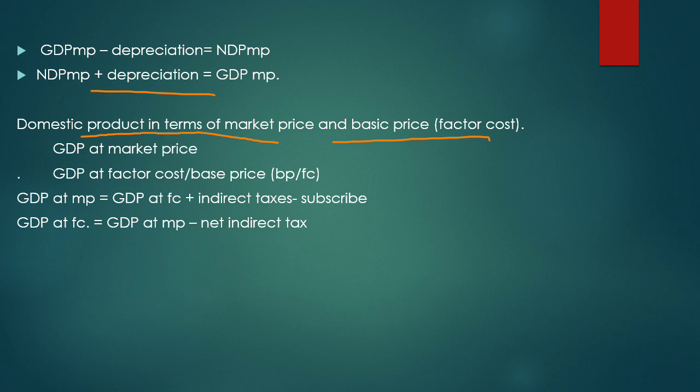So what is GDP at market price? And what is GDP at factor cost? If we want to get GDP at market price, we are given GDP at factor cost. First of all, we will have to reach GDP at factor cost. What is the difference between market price and factor cost, or factor cost and market price? The main difference is indirect tax and subsidies.